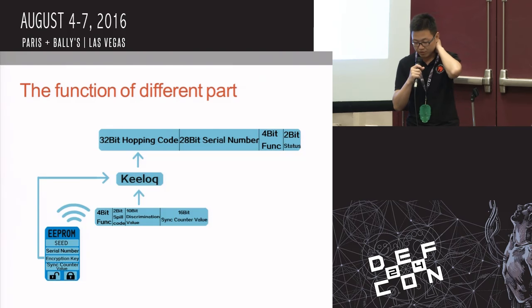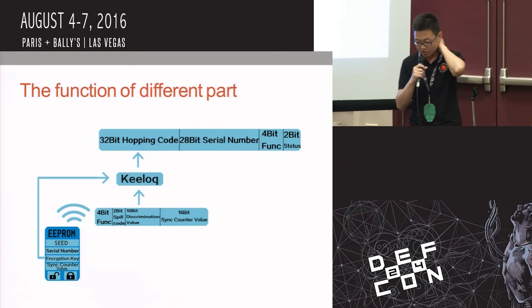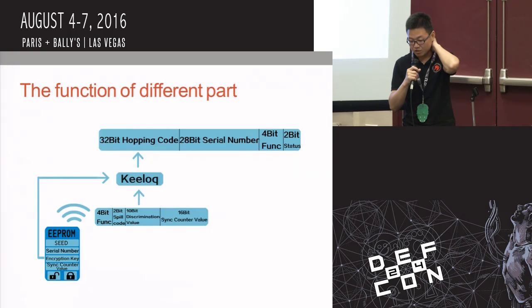The data is 32-bit and it contains a 4-bit function code, a 2-bit spear code, a 10-bit discrimination value and a 16-bit sync counter value.